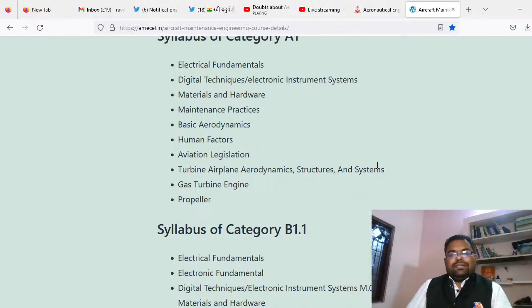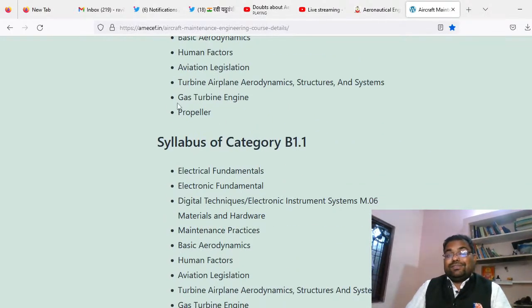As for the syllabus, I will not go into too much depth, but I will name a few: materials, hardware, maintenance practices, basic aerodynamics, gas turbine engines, which is one of the core subjects that needs to be studied by AME as well as aeronautical aspirants.